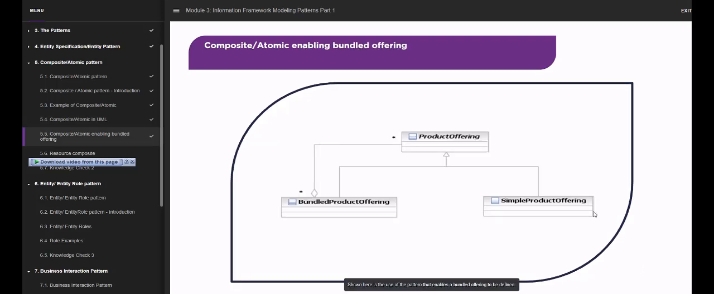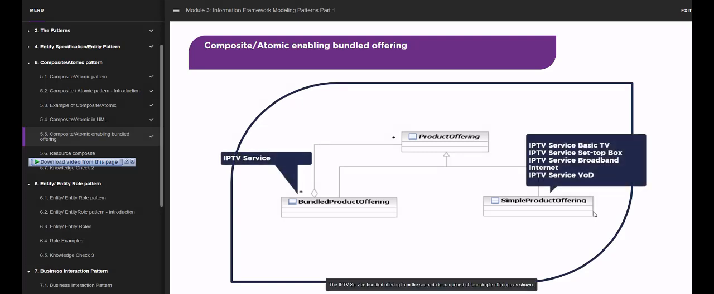Shown here is the use of the pattern that describes a bundled offering to be defined. Note that the composite and atomic entities in an application of this pattern do not have to contain the word composite or atomic in their name. It is more meaningful to use a business-oriented term, as in this example, if possible. The IPTV service bundled offering from the scenario is comprised of four simple offerings as shown. The instances of the associations are not shown, as noted previously in the entity specification entity pattern scenario.